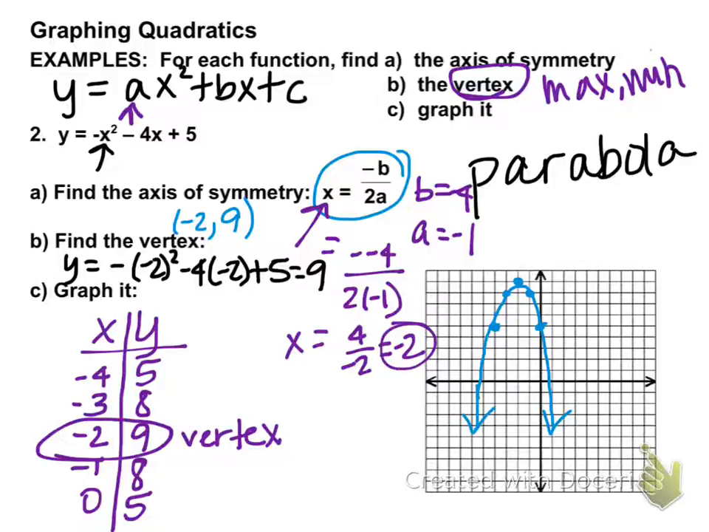So this is the parabola. It's turned upside down, so it looks like an N. Sometimes they're facing upwards, so it looks like a U. So that is basically graphing quadratics in a nutshell. The main thing is finding the axis of symmetry and then finding the vertex. So make sure that you are able to do each one of these as we continue on. That's the introduction: graphing quadratics, parabolas, maximums, minimums, vertex, axis of symmetry, all wrapped into one.